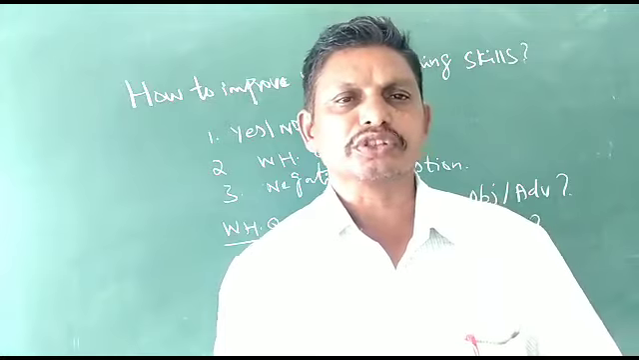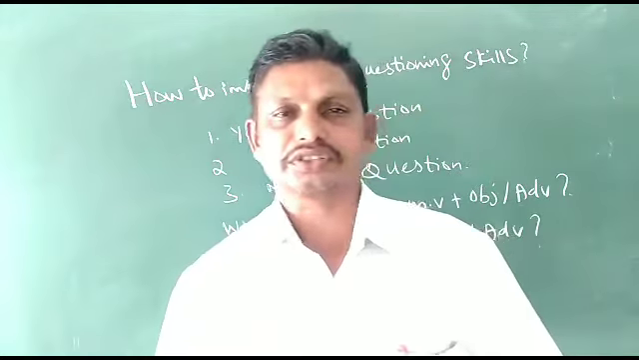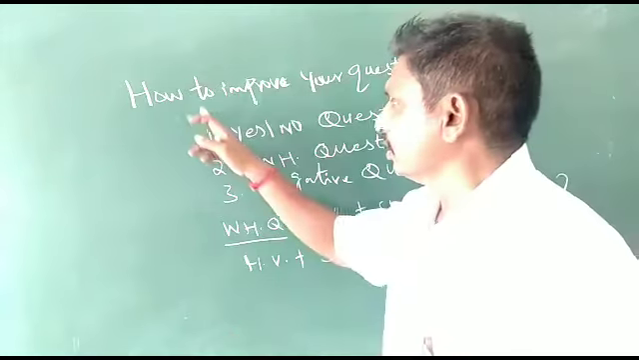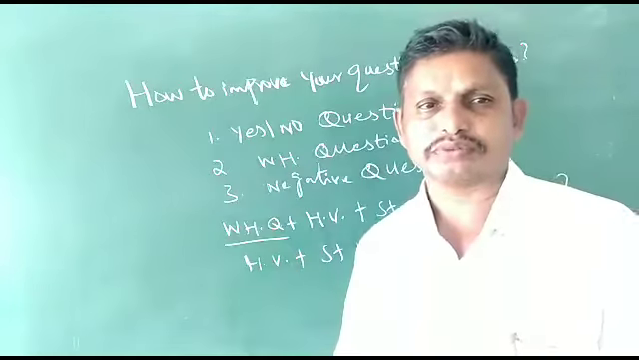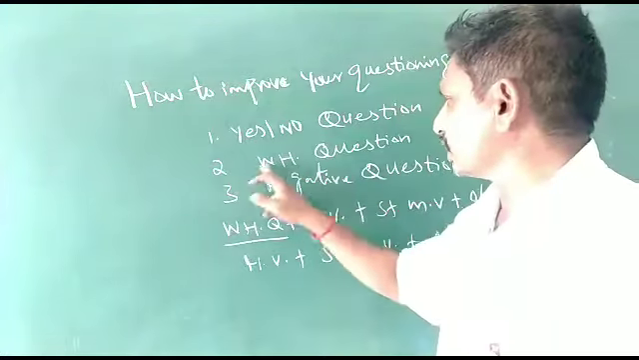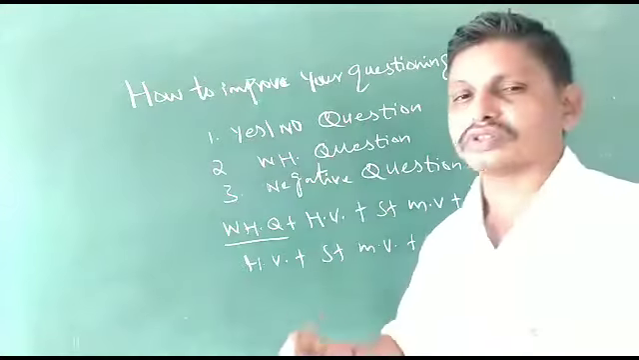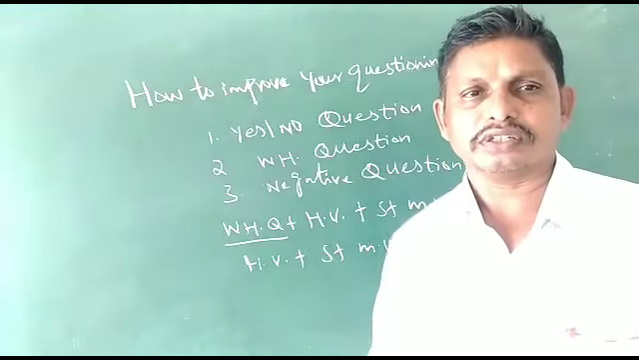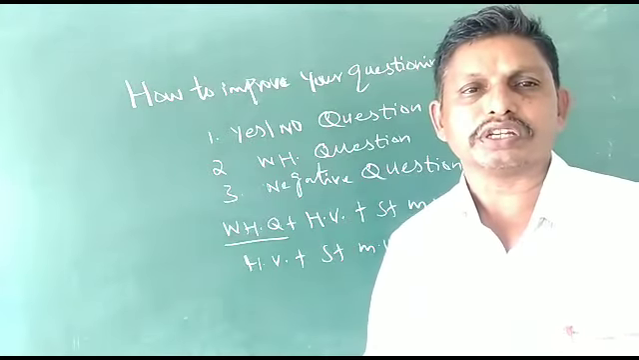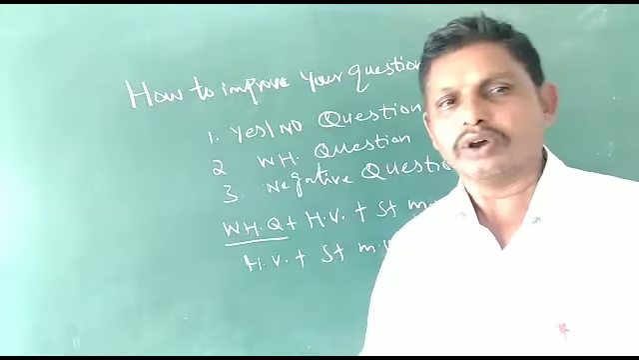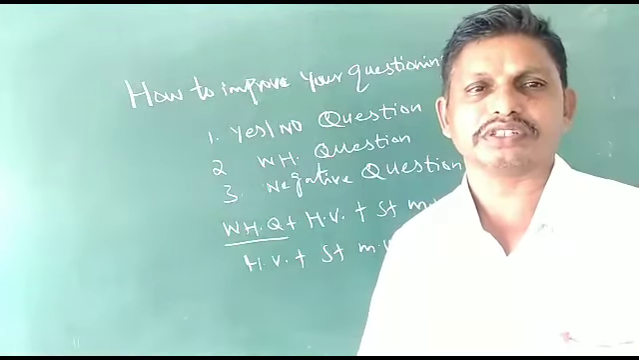The first and foremost thing you should do is to learn some question structures, which I have written on the board. We have three types of questions. One is the yes or no question. The second one is the WH question. The third one is the negative question. In the yes or no question, we answer just yes or no. For example, do you speak English? Yes, I speak English. No, I don't speak English. This is called a yes or no question. The reply to this question can be just yes or no.